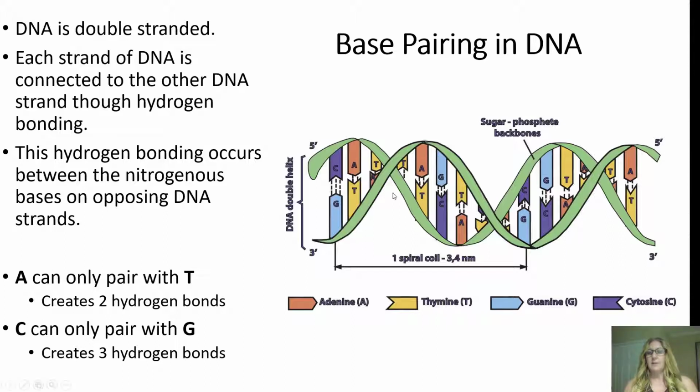These bases are not allowed to just pair any way that they want. There's actually a rule. We only can have A and T, which is adenine and thymine, paired up together, and they will create 2 hydrogen bonds between them. And C and G are allowed to pair up as well, and they will create 3 hydrogen bonds between their structures.